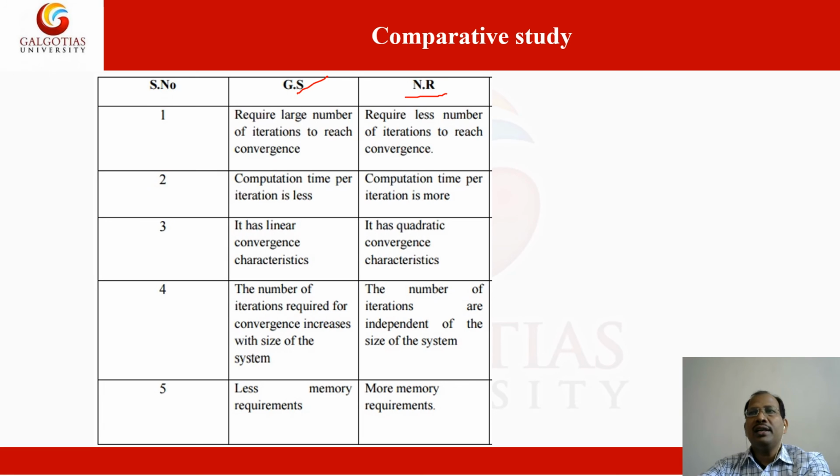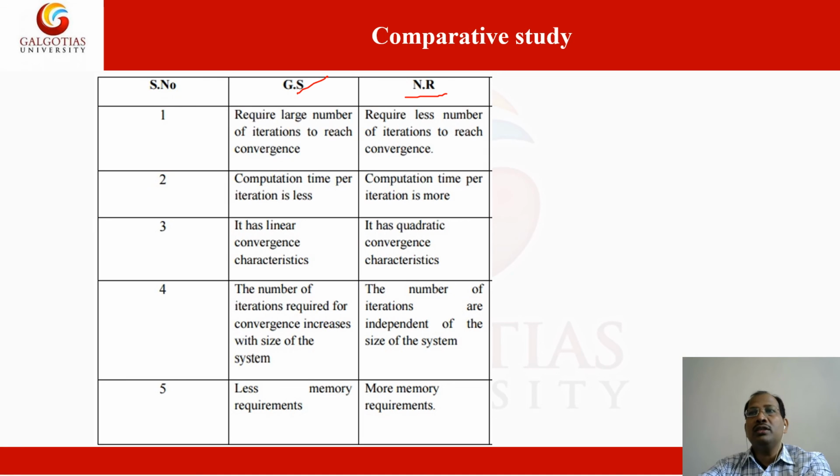If we are increasing the size of the system, the Gauss-Seidel convergence becomes very slow, meaning the number of iterations goes large. So it requires a large number of iterations to reach a particular convergence level. But the Newton-Raphson requires completely fewer. However, the computation time per iteration is less in Gauss-Seidel.